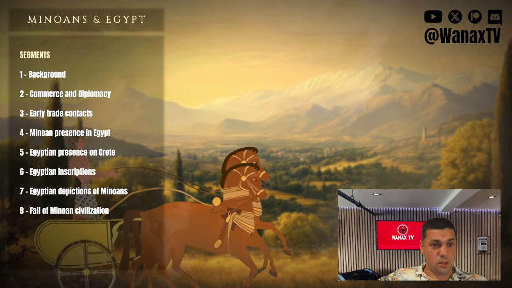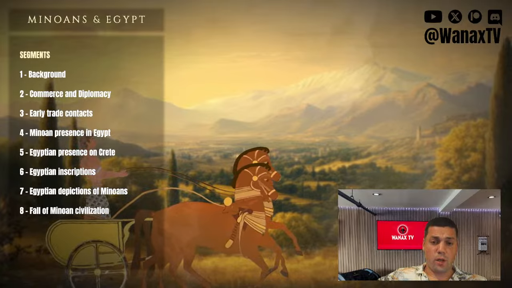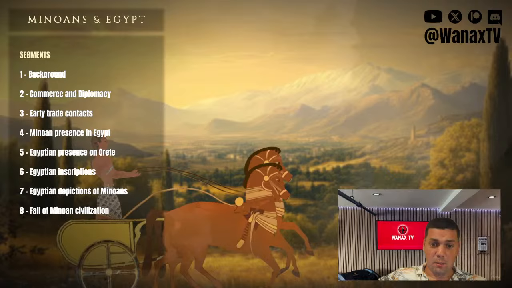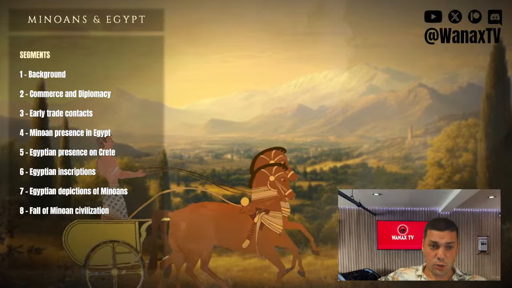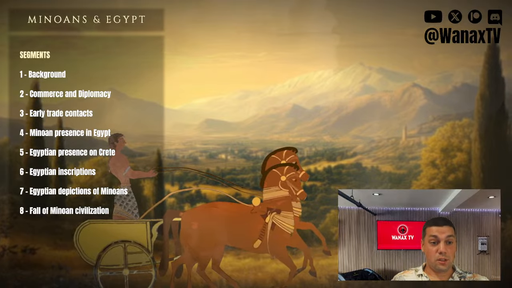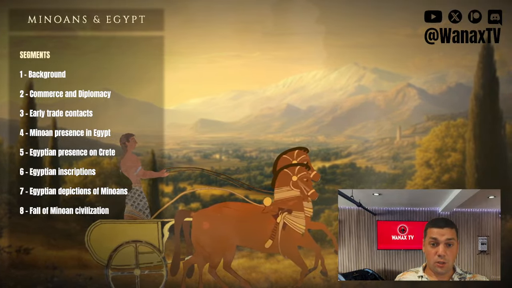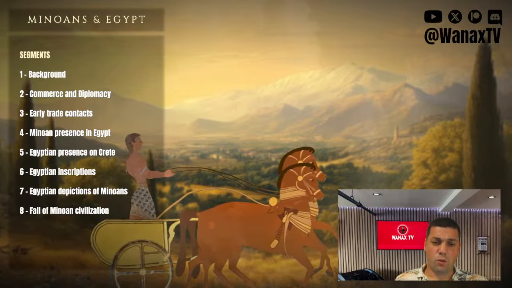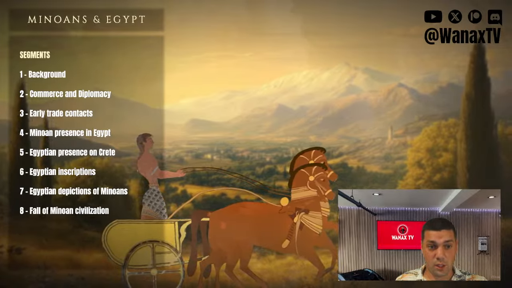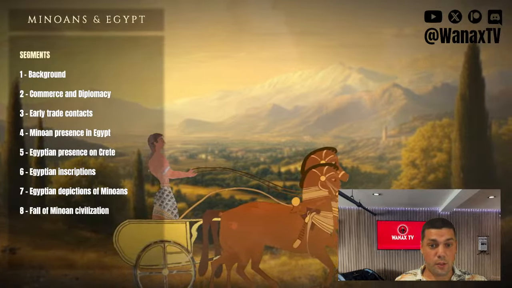Then, segment number 6, Egyptian inscriptions. This is where we talk about Keftiu, the Egyptian name for Crete, being mentioned in the Egyptian hieroglyphic sources, text, excuse me. We'll bring the depictions of the Minoans by the Egyptians as they appeared on the Egyptian frescoes. We have, I believe, 4 or 5 exhibits for that, and we'll conclude with the fall of the Minoan civilization and the relevant time period when it comes to contemporary Egypt.